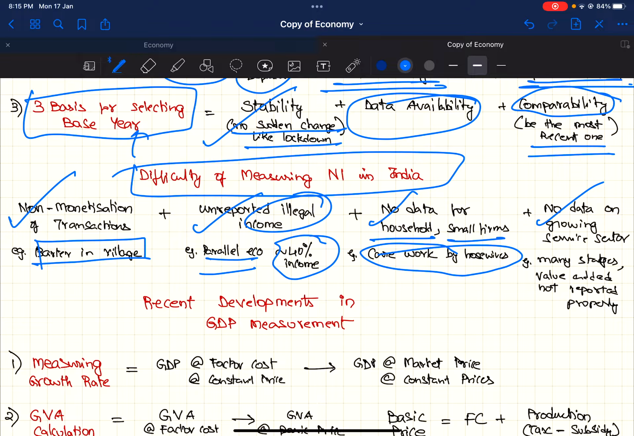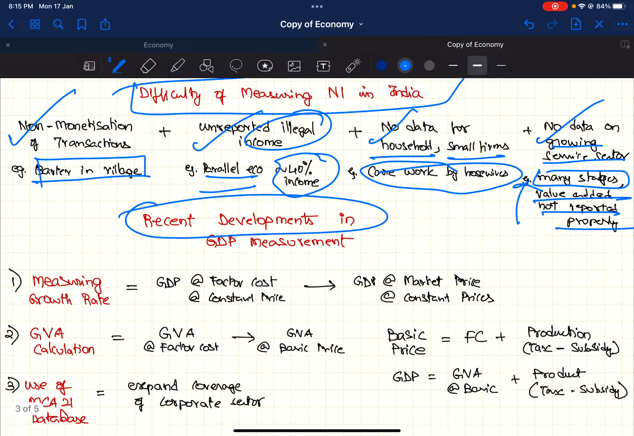And no data on the growing service sector. At many stages, value added is not reported properly in the service sector. So these are the problems. And recent developments, this was asked in the 2021 mains also.